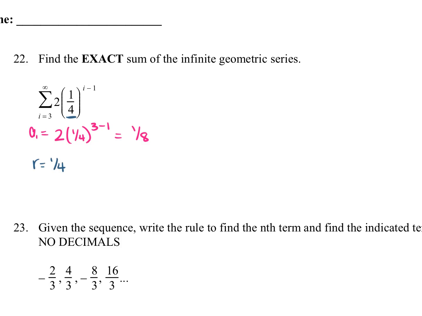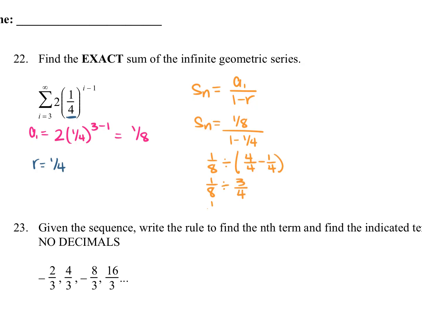We're going to plug it into our formula, which is a sub 1 over 1 minus r. So that's going to be 1 over 8 divided by 1 minus 1/4. This is 1 over 8 divided by 4 over 4 minus 1 over 4. So 1 over 8 divided by 3 over 4. We keep, change, flip. And we are left with 1 over 6.